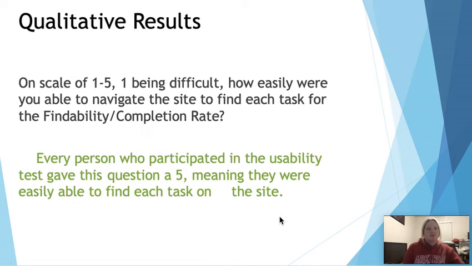For our qualitative results, for this first task, first question on a scale of 1 to 5, 1 being difficult, how easily were you able to navigate? Every person who participated in this usability test gave this question a 5, meaning they were easily able to find each task on the site.